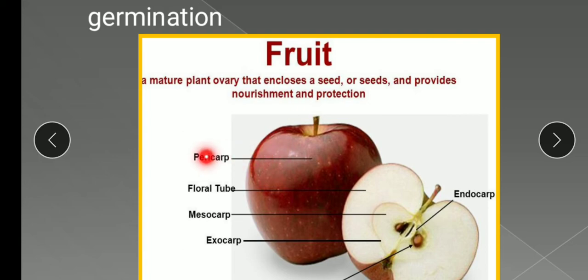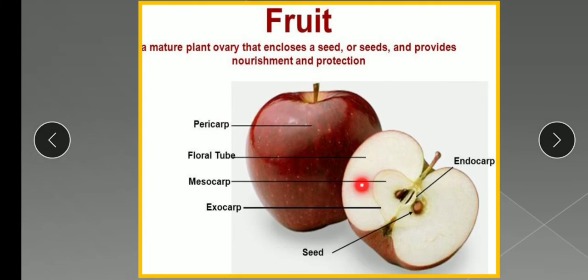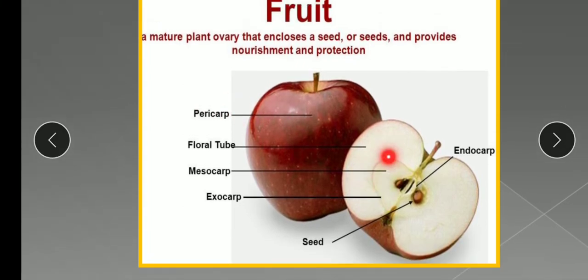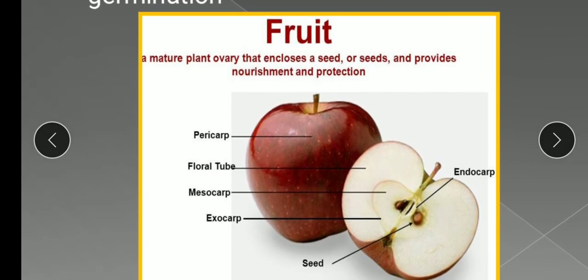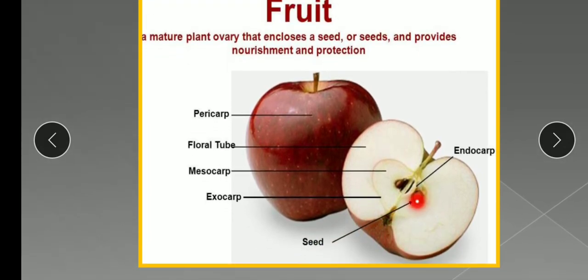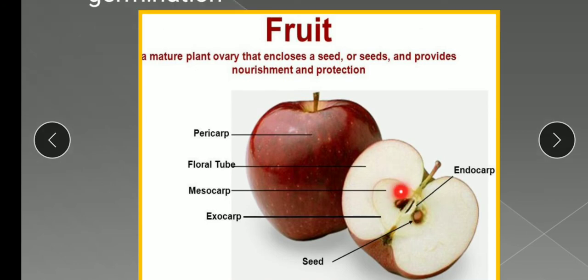This is the outer covering, the pericarp, and these are the fleshy parts of the fruit, and it has seeds. It may have one seed or many seeds here. So the whole ovary after fertilization changes into the fruit. And what is the function of the fruit? The fruit protects the seeds which are present inside it.